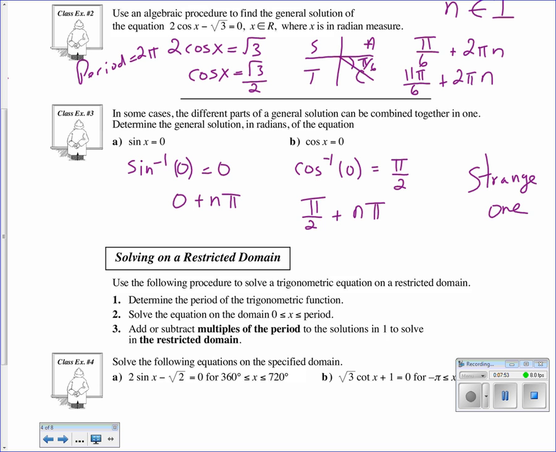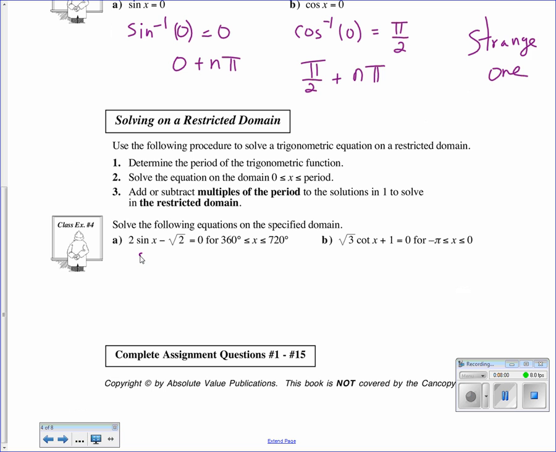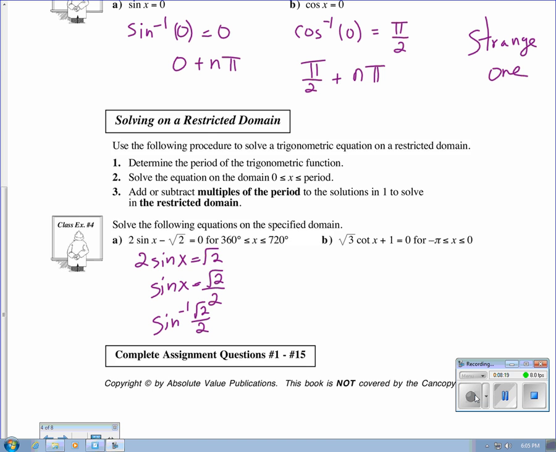Now, what if we do it on a more restricted domain? Let's try a couple. Just talking through my work, 2 sine x equals root 2. Sine x would equal root 2 over 2. And then I'm going to go inverse sine of root 2 over 2. And you should probably recognize that. Here we get to work in degrees, so that's kind of nice.